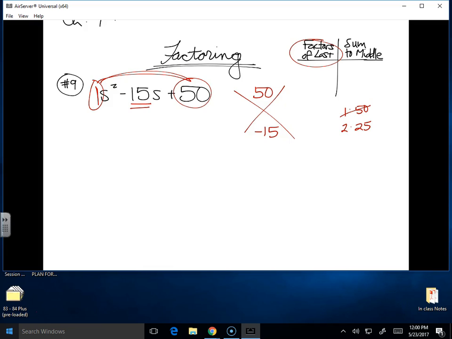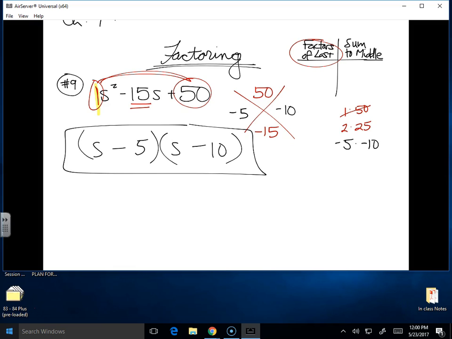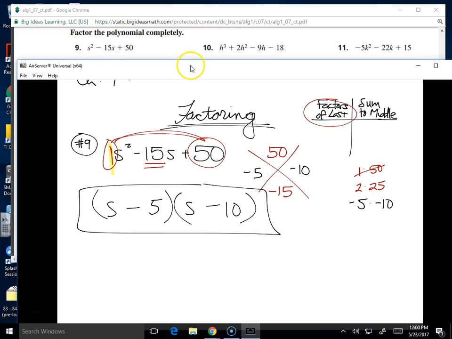If the trinomial starts with a 1, it's as easy as taking those special numbers, which we found to be, again, negative 5 and negative 10, adding to be negative 15, multiplying to be positive. And we can go straight to the factors. We know both the signs are negative, and we have 5 and we have 10. Now, what's different when we look at number 10 first?